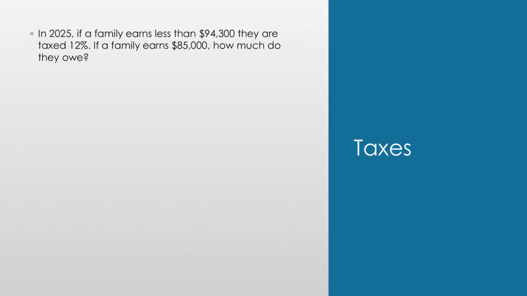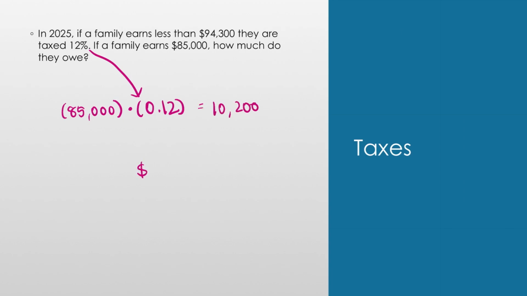So let's say a family earns less than $94,300 are taxed 12%. If a family earns $85,000, how much do they owe? So to do this, we want to find 12% of 85,000. And if you think back to when we did multiplication by fractions, then you know that we multiply the decimal by the total. So I would have 85,000, and then I'm going to multiply it by 0.12 because the 12% becomes just that decimal. And then I'm just going to plug it into my handy dandy calculator because, again, I really don't have the time or the energy to do this by hand, although you could. And that is equal to $10,200.